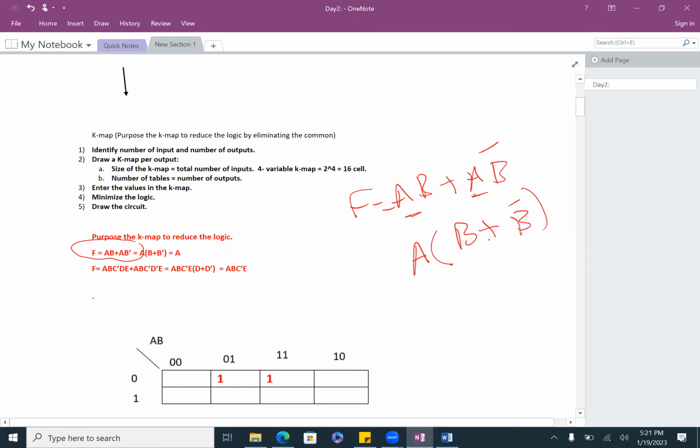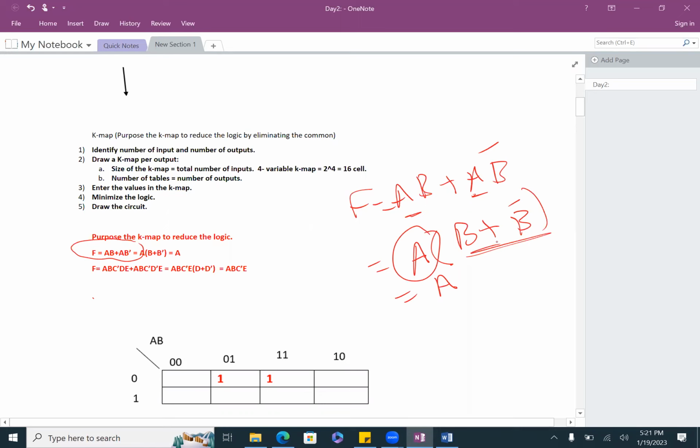So what is B or B bar? It's 1, always 1. If it's 1 or 0, the result is going to be 1. So then what will the result be? A. So what did we do in this case? We eliminated the different logic, and we kept only the common. The common here is A, and we eliminated the different logic.